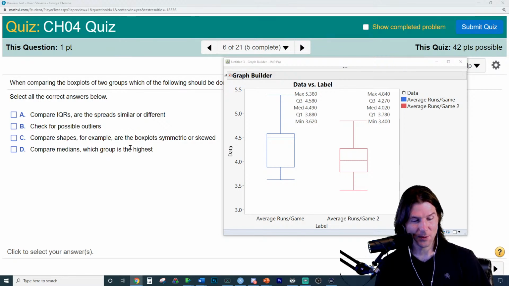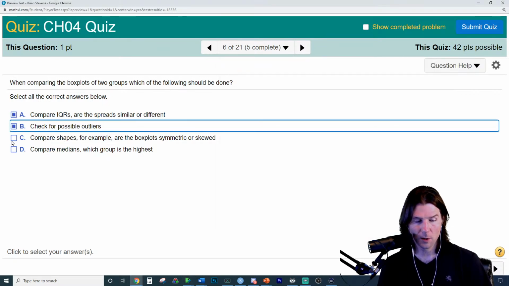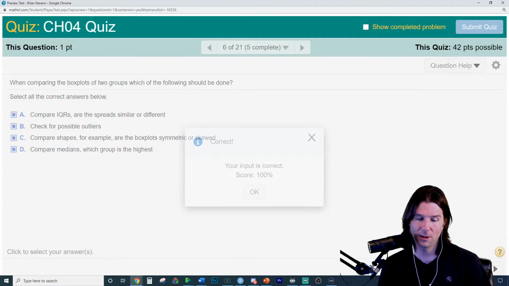Compare shapes, for example. Are the box plots symmetric or skewed? Yes, we can do this. And we can compare the medians. There's the median comparison. It's pretty easy to tell. The only one I'm a little worried about is comparing the shape.